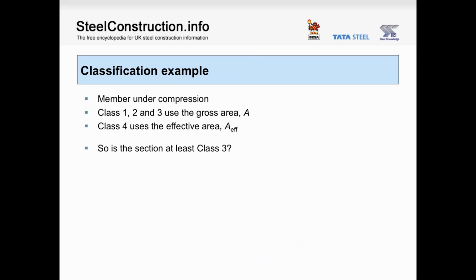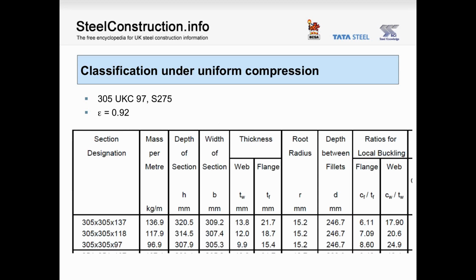So, if we are to classify a member under axial compression, we know from the code that class 1, class 2 and class 3 all use the gross area. If we find ourselves in class 4, then we use the effective area. So the real question is, when we classify under compression, are we at least class 3? Because then we know that we will be using the gross area A.